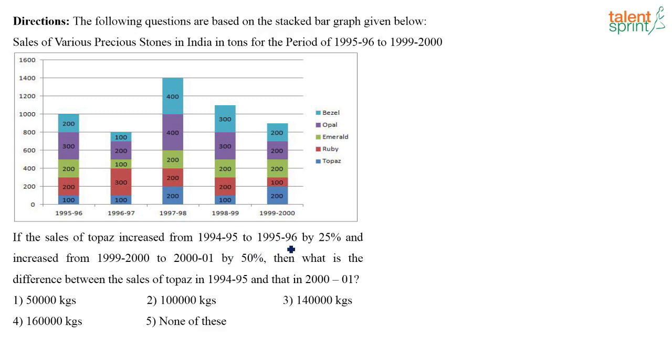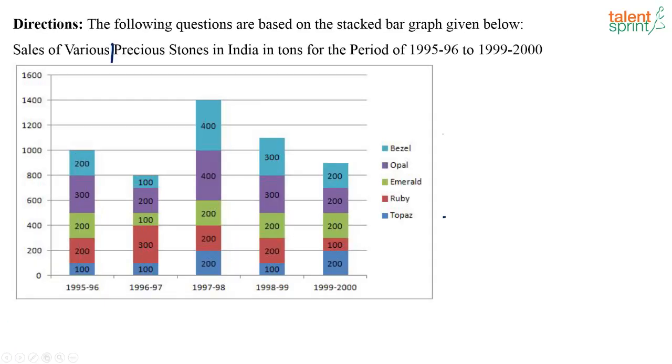Next question. If the sales of topaz increased from 1994-95 to 1995-96 by 25% and increased from 1999-2000 to 2000-2001 by 50%, then what is the difference between the sales of topaz in 1994-95 and that in 2000-2001? So let us just refer back to the figure. So we are talking about topaz, right? 1995-96, let us see what is the sales of topaz. Similarly 1999-2000, let us see what is the sales of topaz. Let us refer back to the figure.